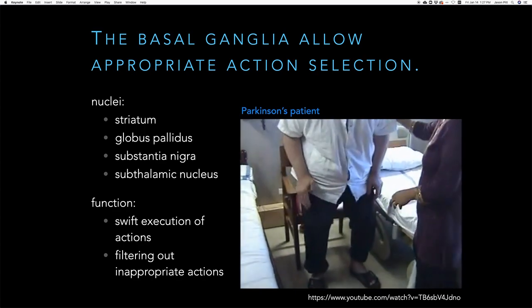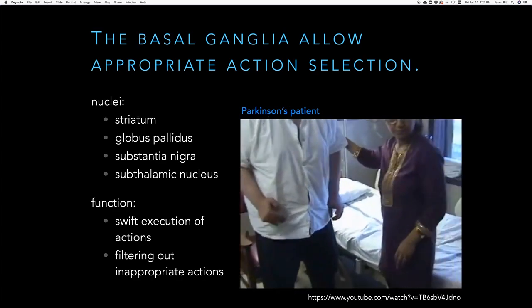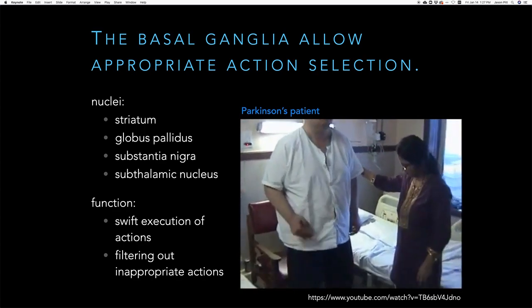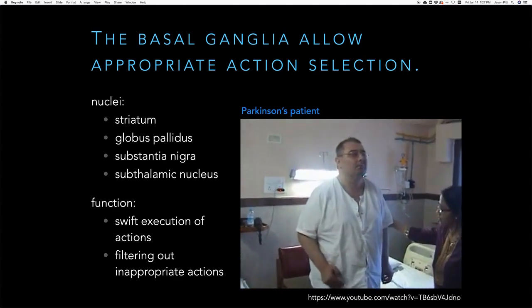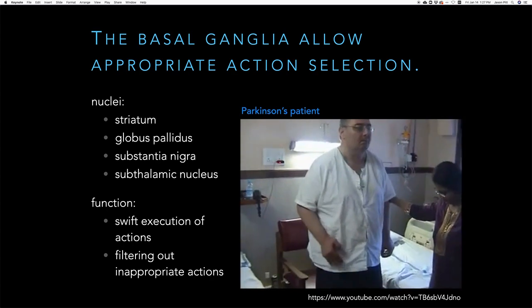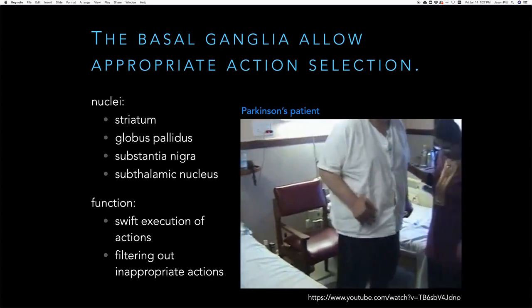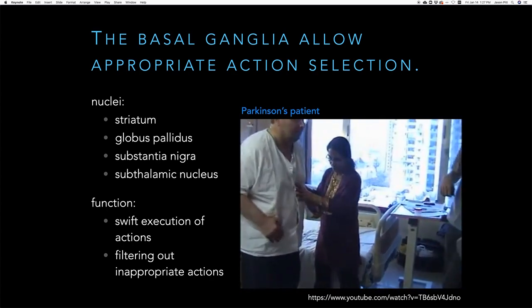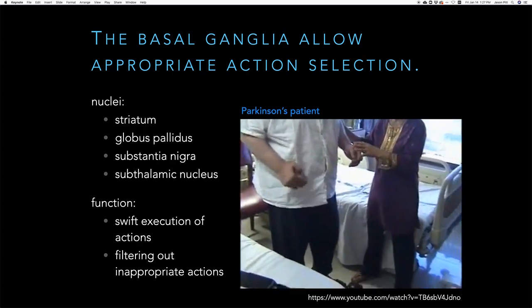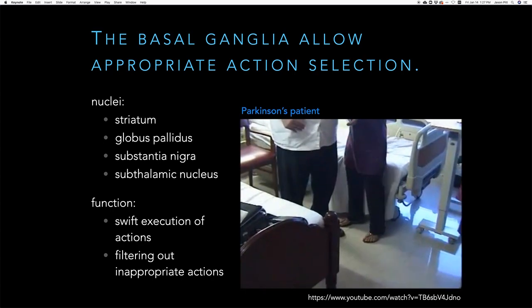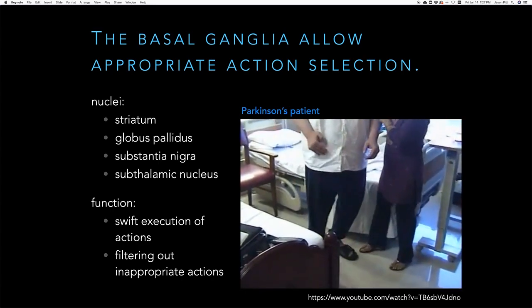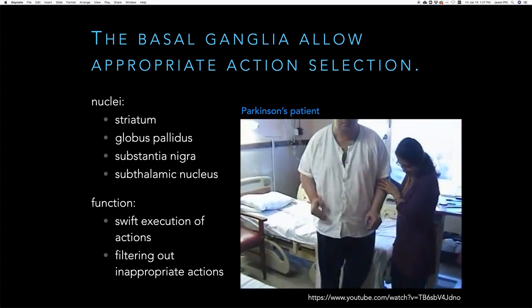So here you can see this gentleman is struggling to stand up. Eventually he does. We can see the resting tremor that's characteristic of Parkinson's disease. A little more pronounced on the right than the left. Notice the shuffling gait, very small steps. So he wants to take a step, but he can't properly execute that movement. So all he gets is a little shuffling movement.